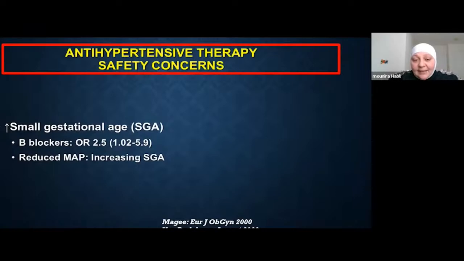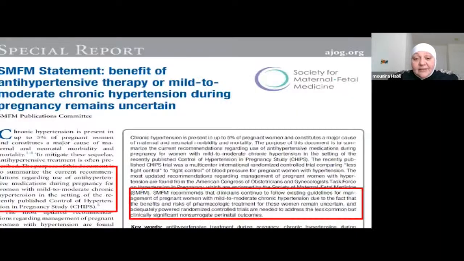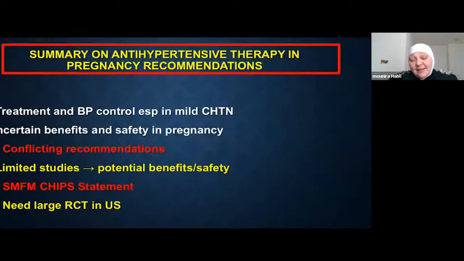Mainly is seen in beta blockers and could be secondary to a reduction in the mean arterial pressure that increases the risk of having small for gestational age in this population. Thus, after the CHIPS study, the SMFM say, despite all of that, we still remain uncertain, and we're not going to change our recommendation, which is that clinicians continue following existing guidelines for management of pregnant patients with mild to moderate hypertension. What are these guidelines?